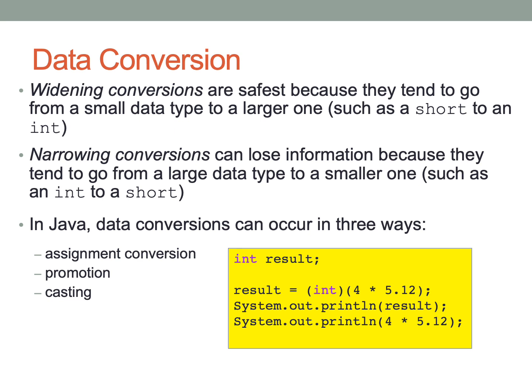Looking at the example from the previous slide, when we have result equal to int 4 times 5.12, what happened is we are doing narrowing conversion because 4 times 5.12 results in a double value. But as we are using casting here, where we write int in parentheses, we change the double value to int value. We are going to look more on this in the next few slides.